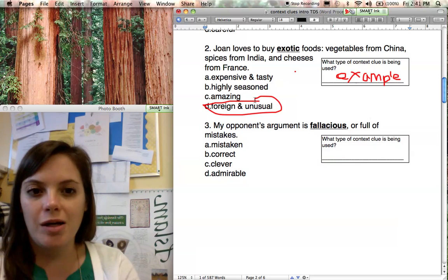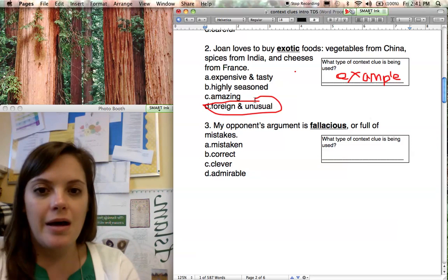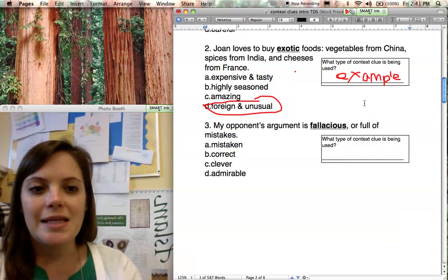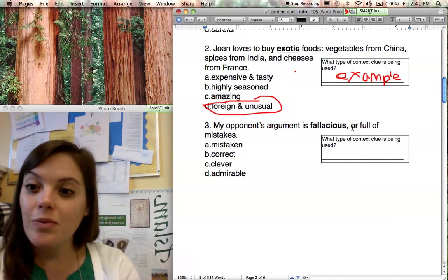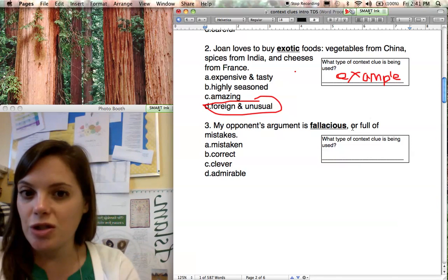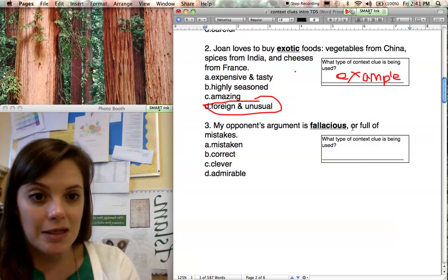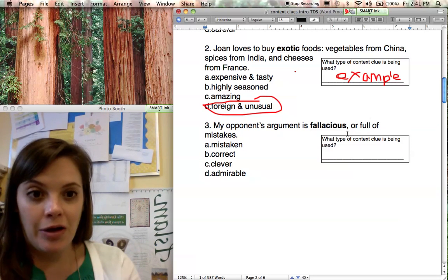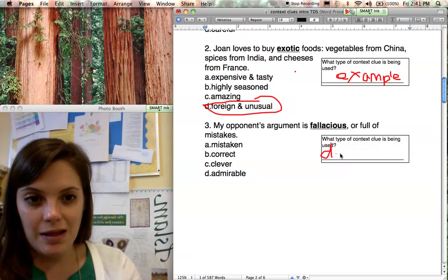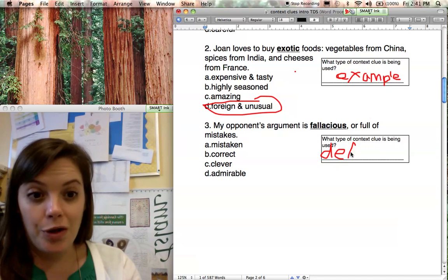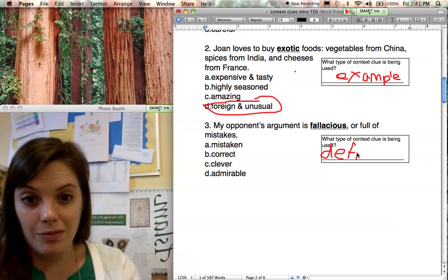My opponent's argument is fallacious or full of mistakes. So looking at that, what type of context clue is being used? I see that word "or," which is one of my keywords for definition when they give me a definition. So that would make this really easy, because that means they gave me a definition right here. So I'm going to put that in. They gave me a definition, and I want you to tell me what that word means.